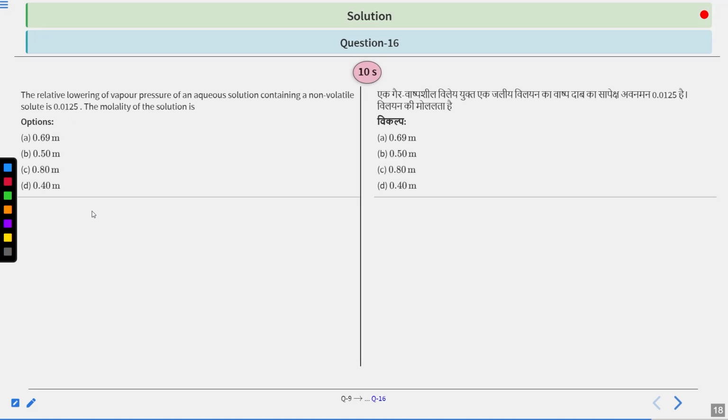The relative lowering of vapor pressure of an aqueous solution containing a non-volatile solute is 0.0125. The molality of the solution is, a very simple question. Options are A 0.69, B 0.50, C 0.80, and D 0.40. So the relative lowering is already given and you have to find the molality. So 10 seconds to solve this question starts now. I'm not giving any hint because it is an easy question. So let us start the clock.